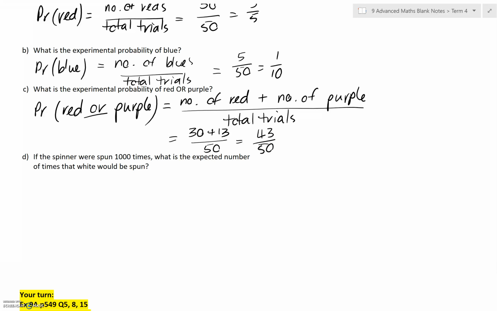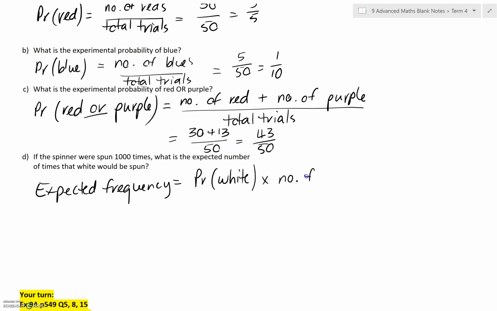The last one, if the spinner was spun 1,000 times, what is the expected number of times that white would be spun? So this one is talking about that last formula, expected frequency. So in this case, we've got the probability of white. So it's the probability of the event happening times the number of future trials. So in this case, it's the probability of getting a white times the number of future trials. And what we're talking about here for future trials is that 1,000.